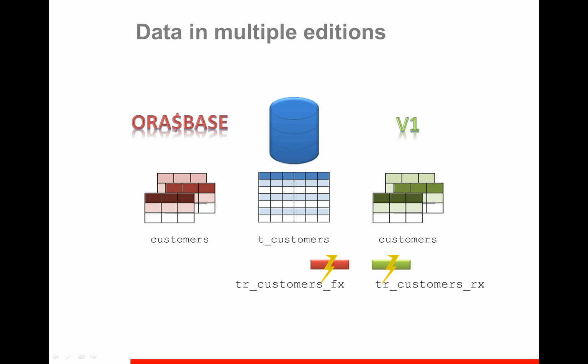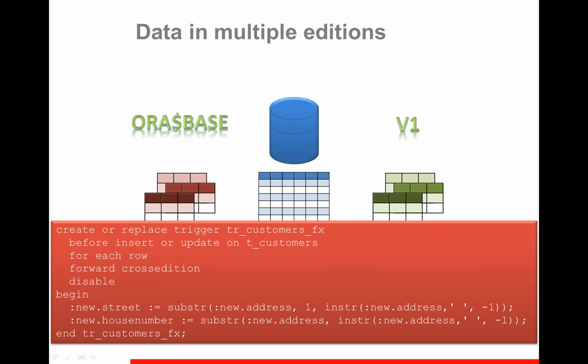Likewise, we got the forward cross-edition trigger. If something is inserted into, in this case, the base edition, we need to break that up into the new fields. So here we break up the address and put the first part in the street and the second part in the house number.